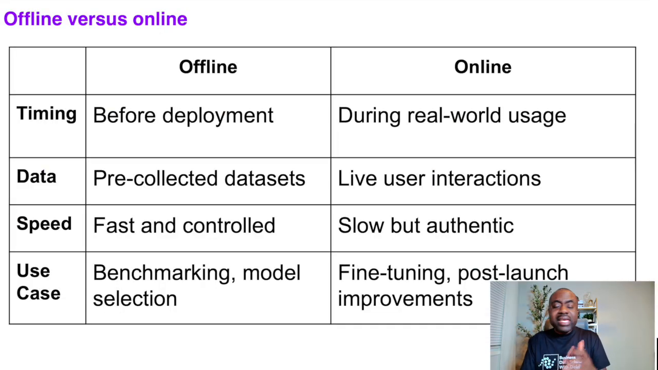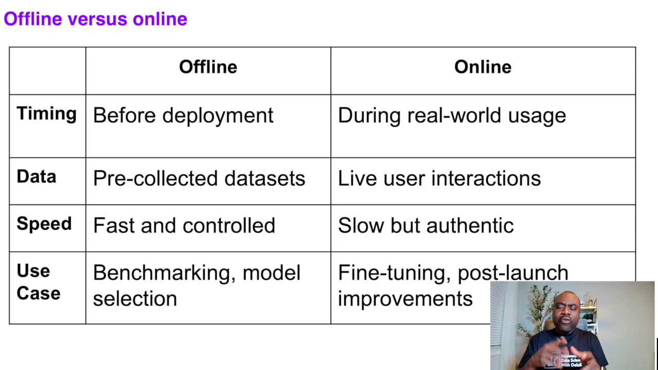Here are the major differences between the online evaluation versus the offline evaluation. There are differences in terms of timing: online is when it is in deployment, offline is before deployment. You can see the differences in the data here. Online is for live user interaction data, and offline is pre-collected data. It is very fast and controlled for offline, whereas online is generally slow.